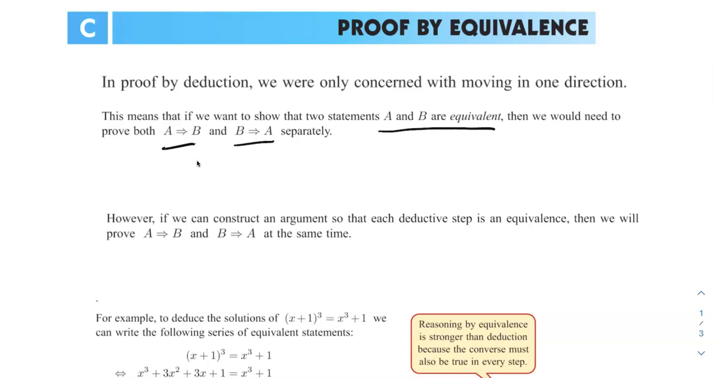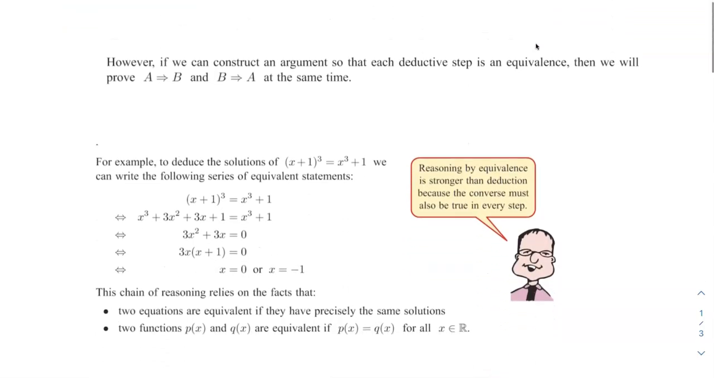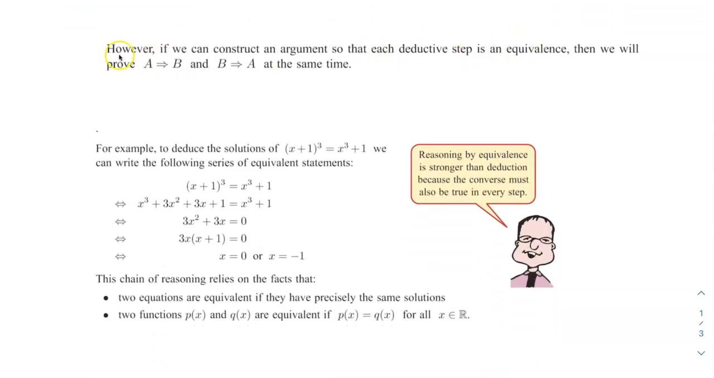So is there a short way to do that? Yeah. We can do a proof by equivalence where we work on both sides. That's what this one says. However, if we can construct an argument so that each deductive step is an equivalent step, then we can prove A implies B and B implies A at the same time. So basically, if we have an equal sign, we can work on both sides and just show that they match. That's a proof by equivalence.